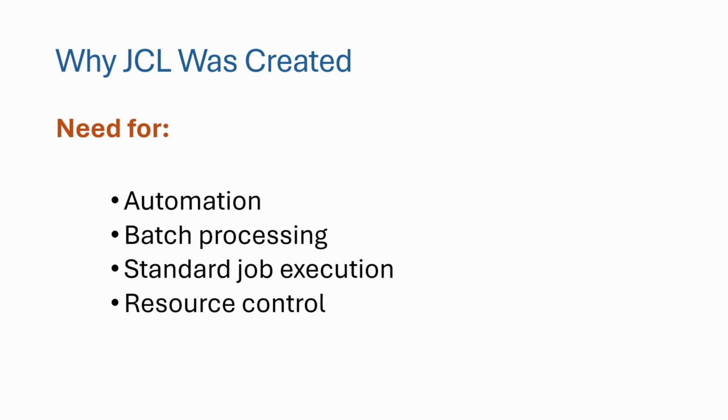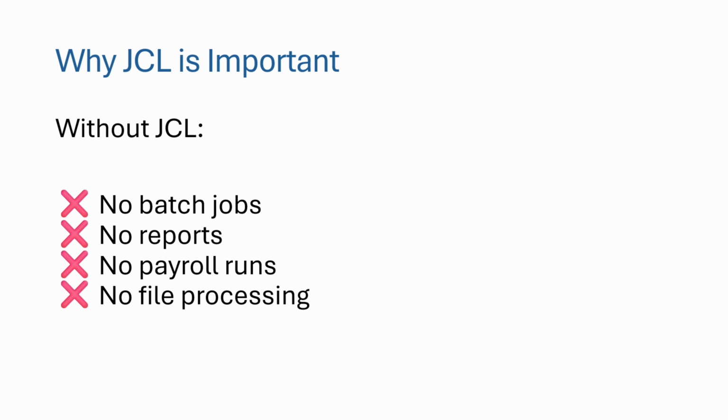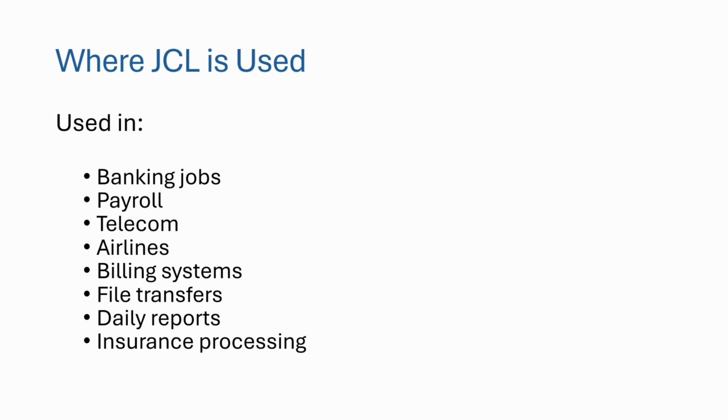Why JCL was created? Large companies needed a standard way to run recurring jobs. Examples: payroll every month, billing every night, bank statements daily, file backups weekly. JCL was created to automate these tasks in a reliable way. Why JCL is important? Without JCL: A, no batch jobs. B, no reports. C, no payroll runs. D, no file processing.